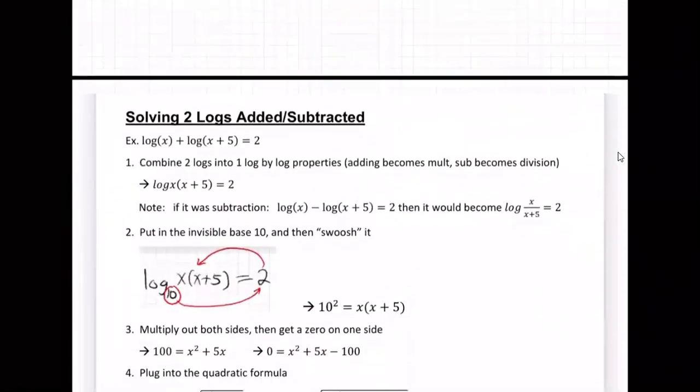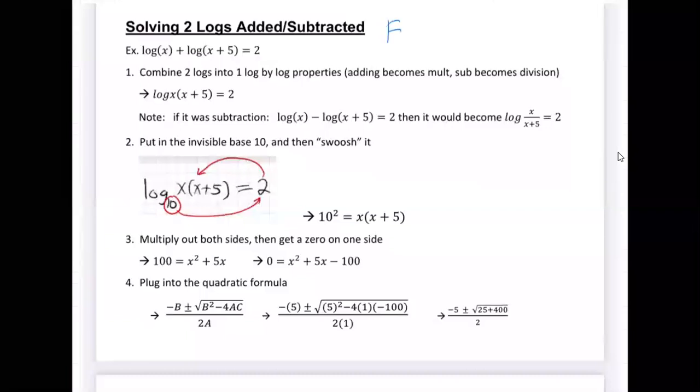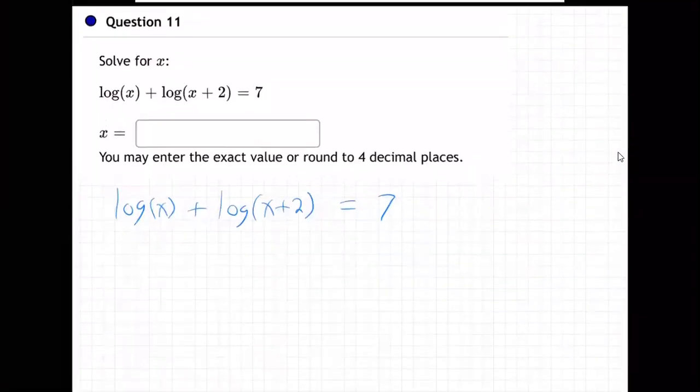Okay, so if you look down at the notes, here's the exam 4 notes, and solving two logs added, subtracting. How do we solve two logs added, subtracted? Well, first step, combine the two logs into one log by the log properties. What does that mean? Adding becomes multiplication and subtraction becomes division. Remember how we learned those log properties? Let's do that step number 1 first off.